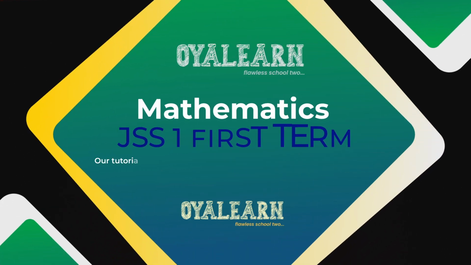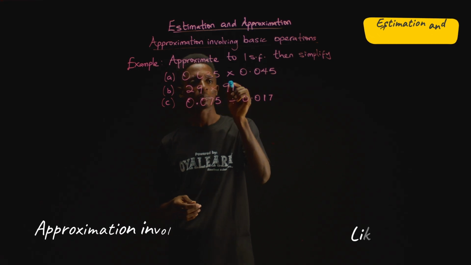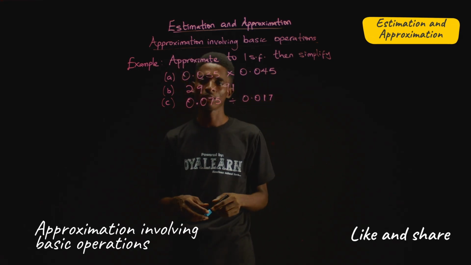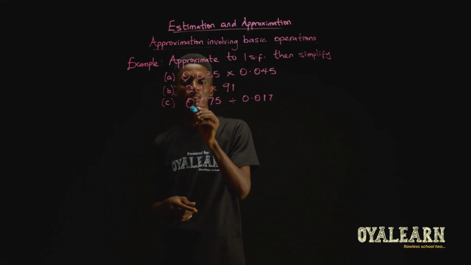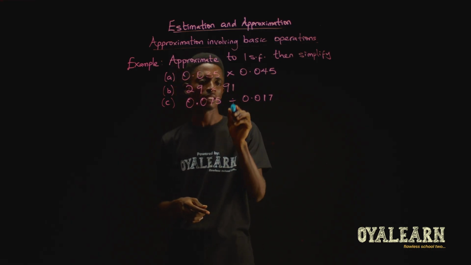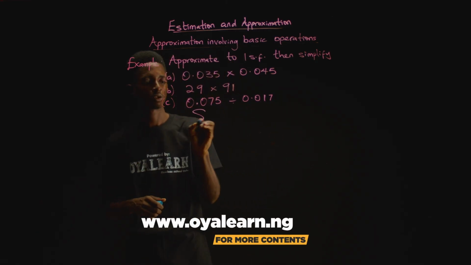Approximate to one significant figure, then simplify: 0.035 multiplied by 0.045, then 29 multiplied by 91, then 0.075 divided by 0.017. Solution.